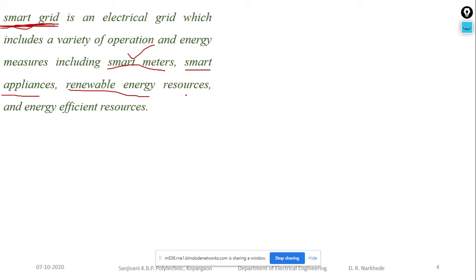Renewable means what? Those energy sources which will last forever. Means they will last as long as human beings are there or the sun is shining, the sources are there. If you compare it with the life of a human being, the average life of a human being is 70 to 90 years nowadays. But the remaining life of the sun is nearly 5 billion years. So compared to the life of a human being, it is tremendously more. So we can say that the sources will remain forever. Okay, so these renewable energy sources may be hydro, solar, wind, and energy efficient resources.